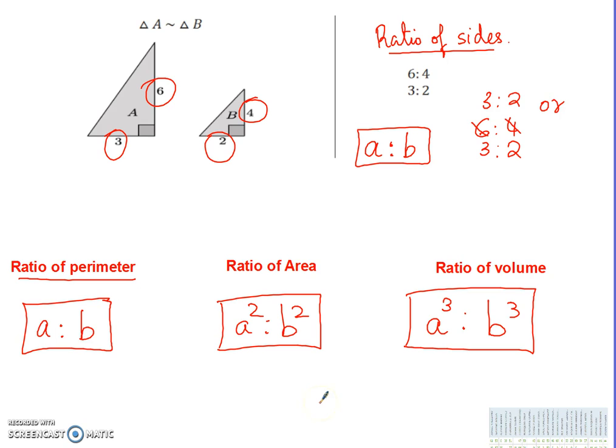So there are three formulas. Remember, whenever you write perimeter, you use the unit as centimeter. That'll be centimeter squared. That'll be centimeter cube. So depending on what you're trying to find out, the formula will change.